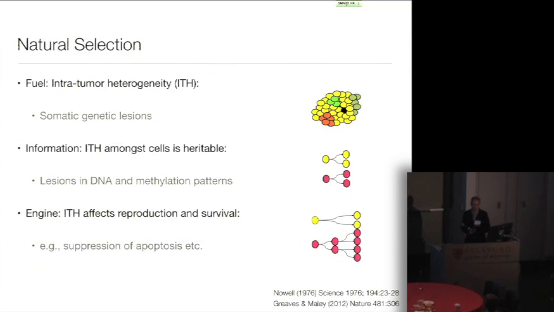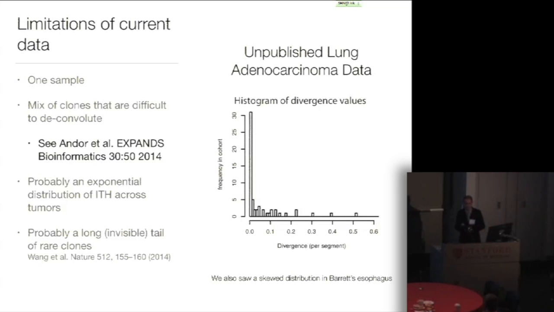So what's the importance of intratumor heterogeneity? Well, one of the major important parts of it is that it's the fuel for natural selection. You can't get populations to change if you don't have variation within that population. And of course, we get this from these somatic genetic lesions and also epigenetic lesions that were mentioned yesterday. That intratumor heterogeneity is also important in that it's the information that's being passed from generation to generation. You have to have heritability to get natural selection working. And then, of course, the engine of natural selection is this fitness differential, how that heterogeneity affects reproduction and survival of the clones.